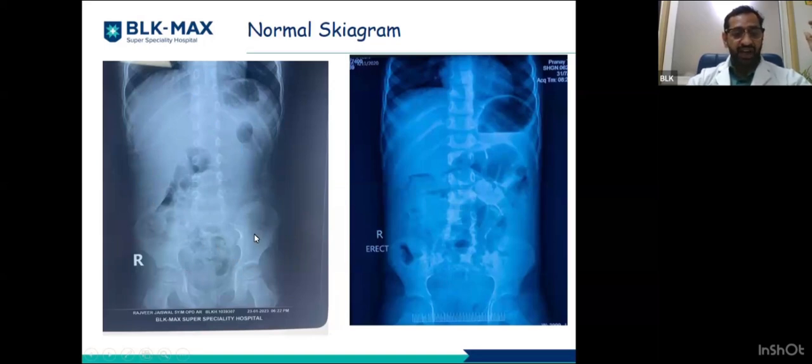So I see the gas pattern here. I can't see any dilated bowel loops. There's patchy gas seen all over the abdomen. There's gas in the rectum. There's no paucity of the gas, and there's a uniform distribution of the gas.